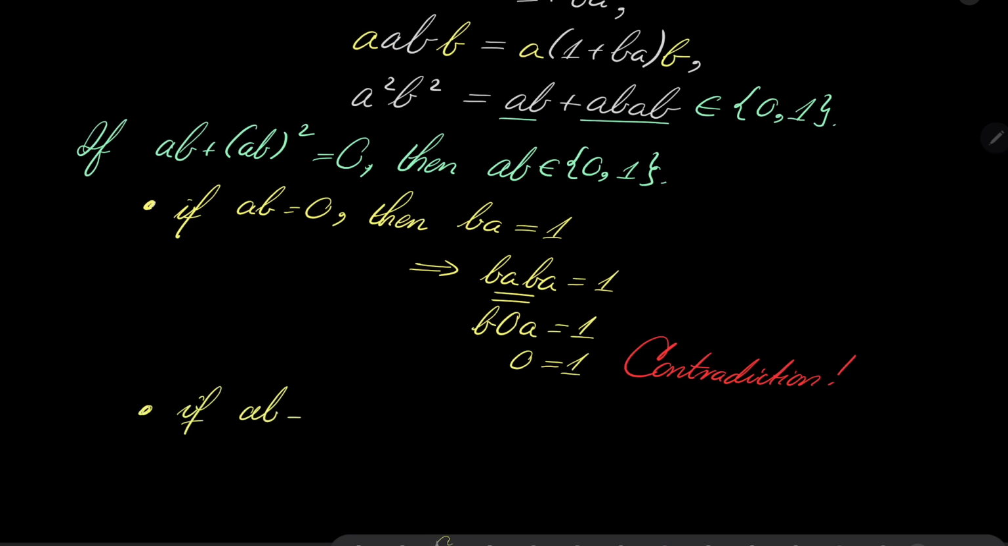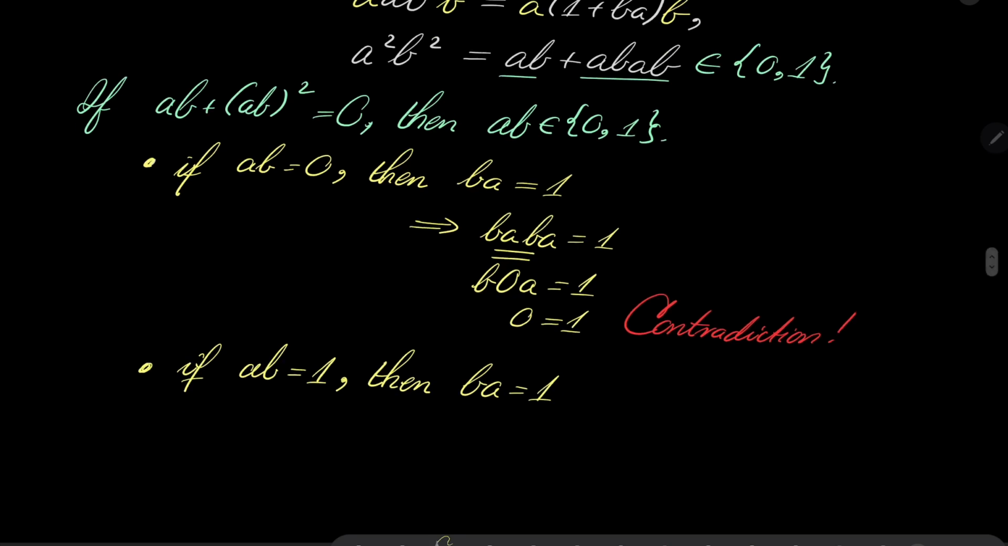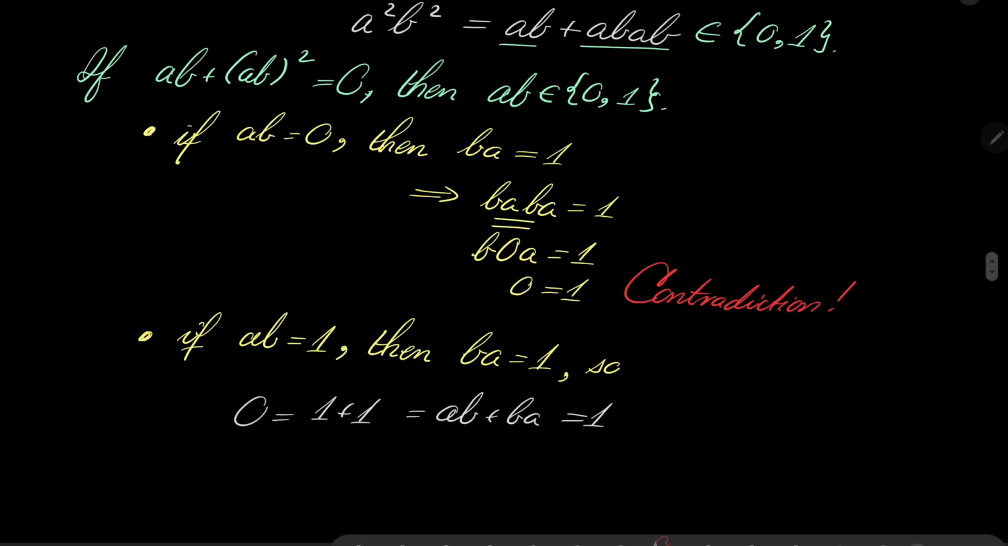If AB equals 1, then, in the same vein, BA must also be equal to 1, because if BA equals 0, we can do a similar thing as done above. But then, what is AB plus BA? Well, it should be 1, but at the same time it's 1 plus 1. But 1 plus 1 is 0. Yet another contradiction. So it is not possible.